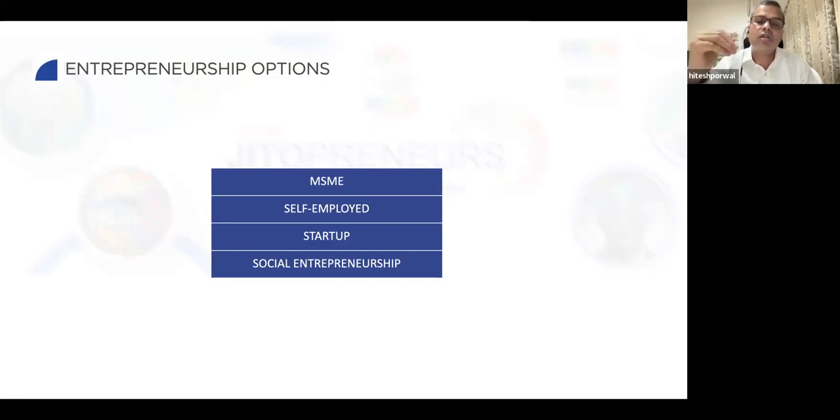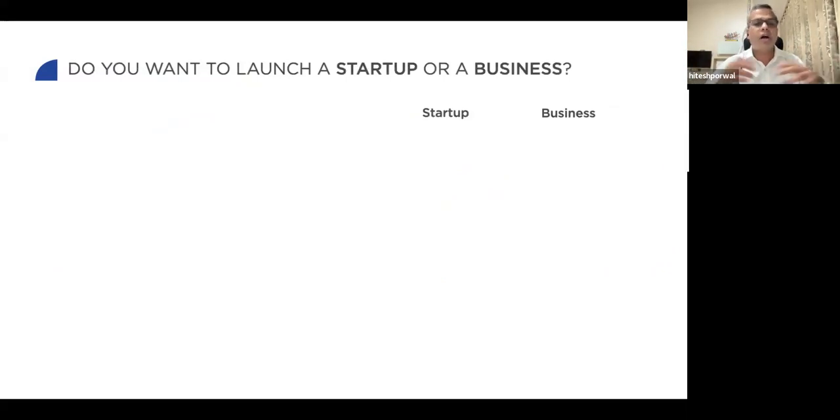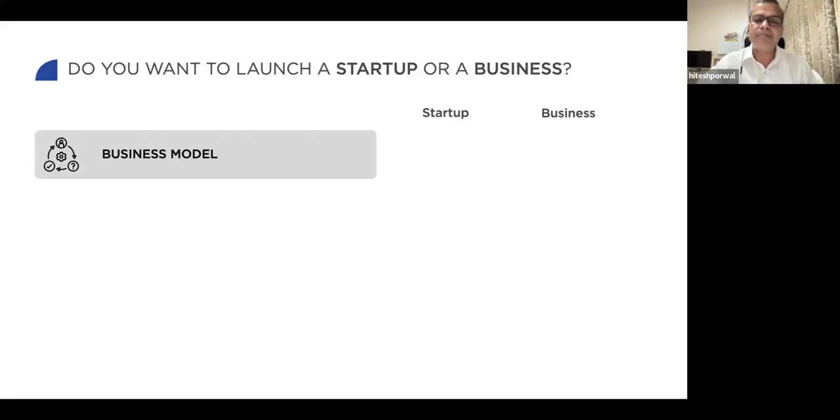A startup is not the same as a business or MSME. We are going to talk about that. Or you could have social entrepreneurship, whereby you want to make an impact. So these are the various opportunities. You could have an idea around any one of them. Let's talk about startup or business very quickly.